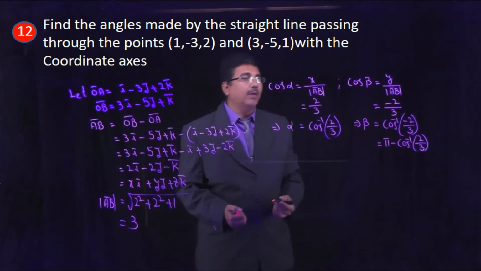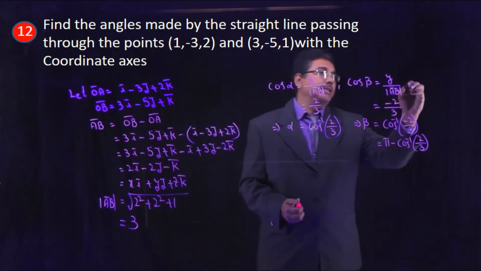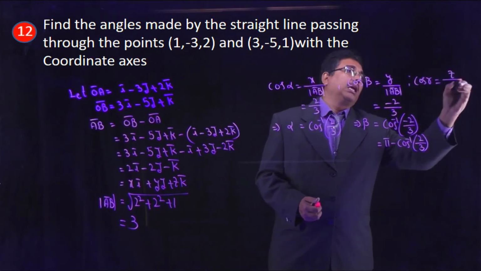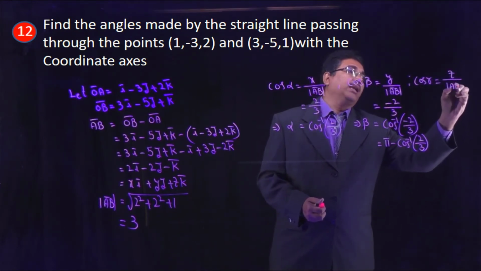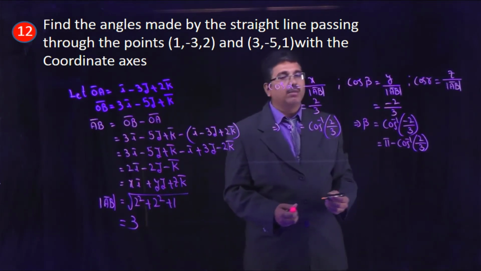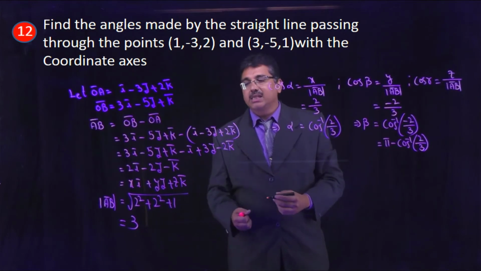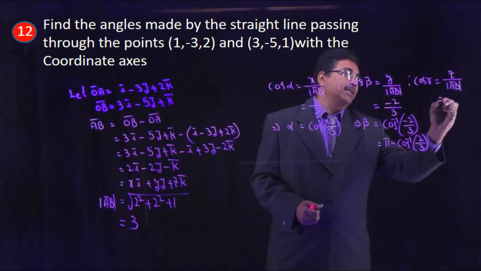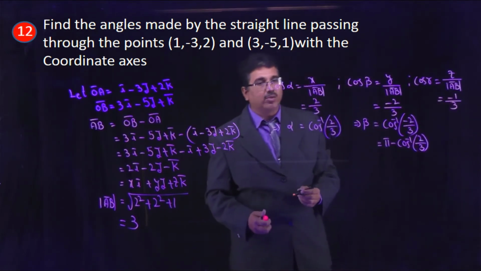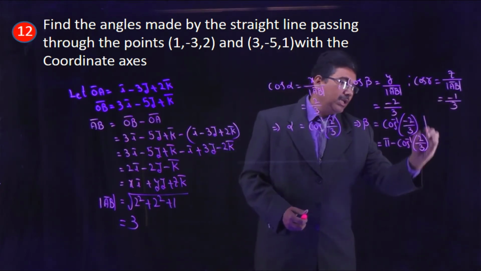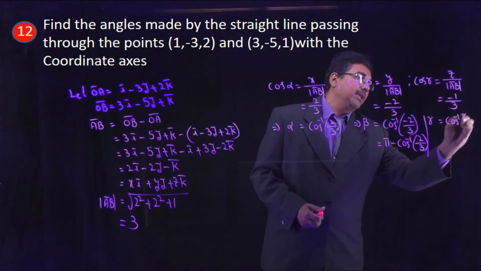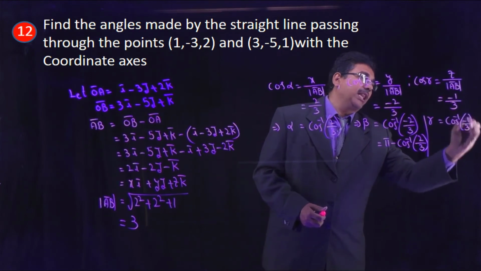Now gamma. Cos gamma is equal to z by mod AB bar. What is z? Z is equal to minus 1, and mod AB bar is equal to 3. Now gamma is equal to cos inverse minus 1 by 3.